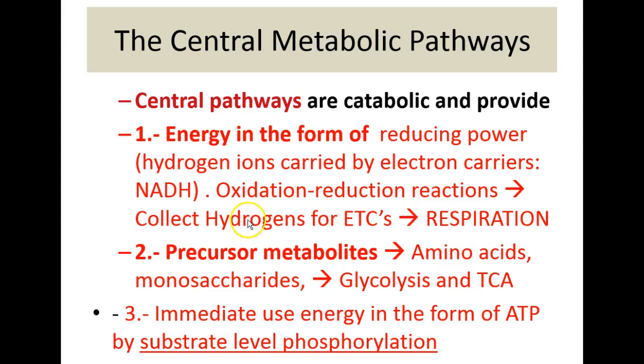Central metabolic pathways will also provide the precursor metabolites, amino acids, and monosaccharides via glycolysis and the TCA, or Krebs cycle. Central metabolic pathways, as we have talked about, will also provide an immediate source of energy in the form of ATP made by substrate level phosphorylation.